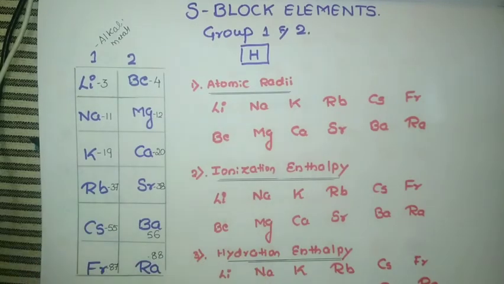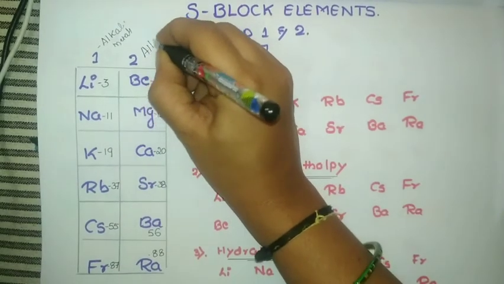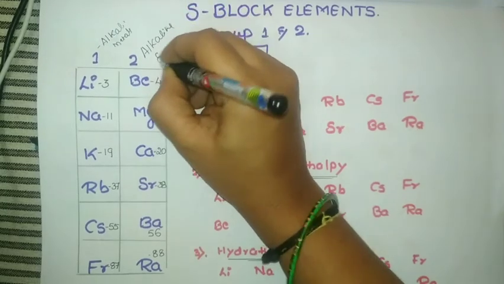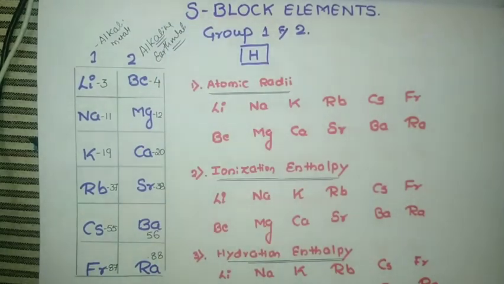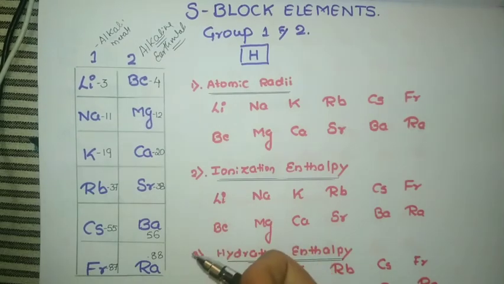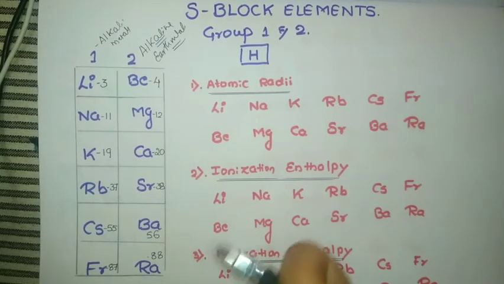As I told, group 1 is called the alkali metals, and group 2 is called the alkaline earth metals. There is a reason for calling them alkali metals. They are basic in nature and readily react with water to form hydroxides. We know that hydroxides are basic in nature, so that's why we call them alkali metals. Similarly, the group 2 elements are called alkaline earth metals because they readily form hydroxides, are basic in nature, and are available in the earth's crust.